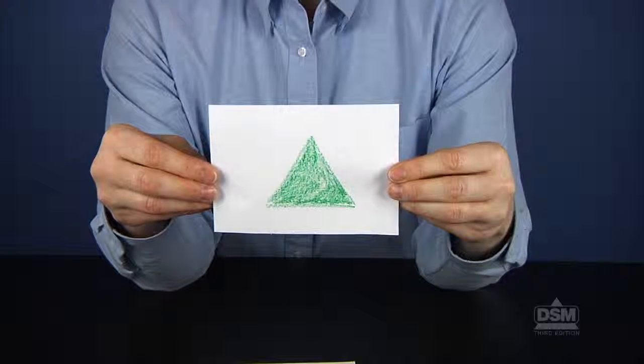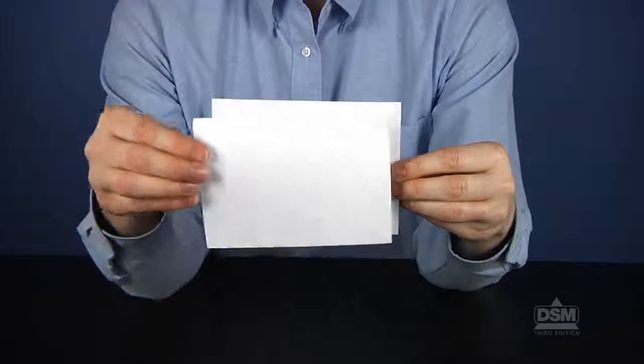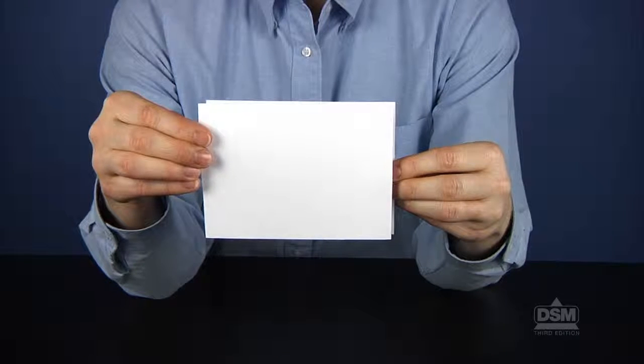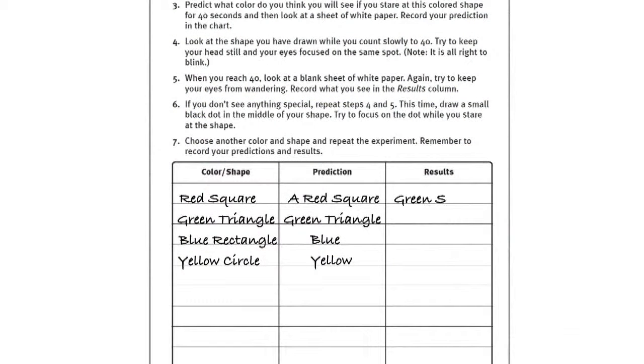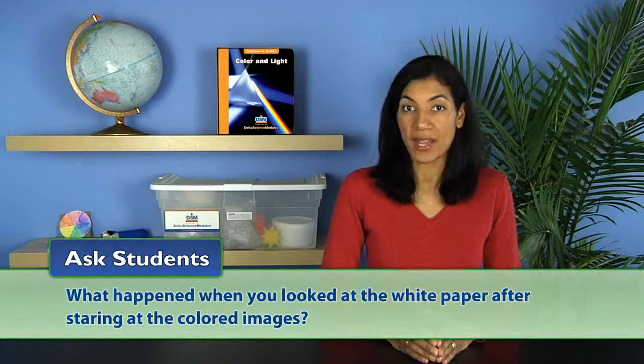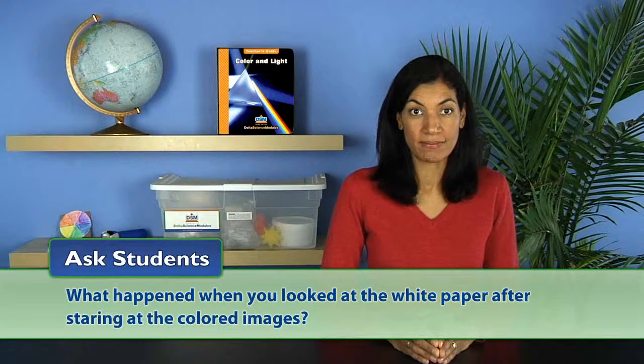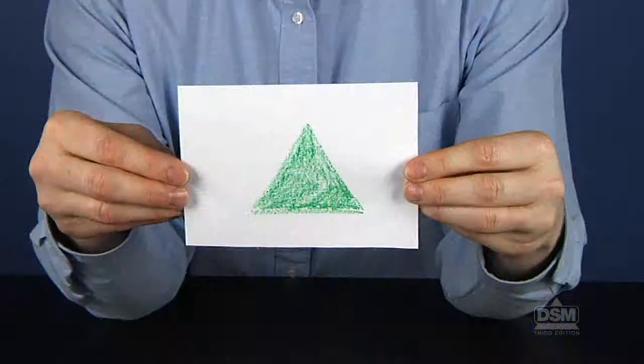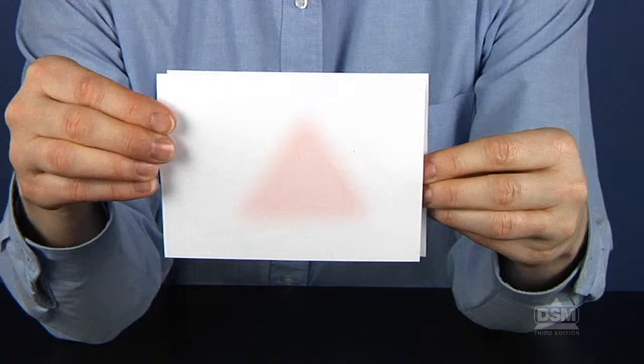Next, instruct the students to stare at only one image at a time while counting slowly to 40. When they reach the count of 40, they should look at the blank sheet of white paper, observe the afterimage, if any, and record their observations in the chart on the activity sheet. Allow time for the students to experiment with several of the colored shapes and record their predictions and results. Then discuss the class results and ask students what happened when they looked at the white paper after staring at the colored images. They should have seen the same shapes, but in colors that were different from the originals.